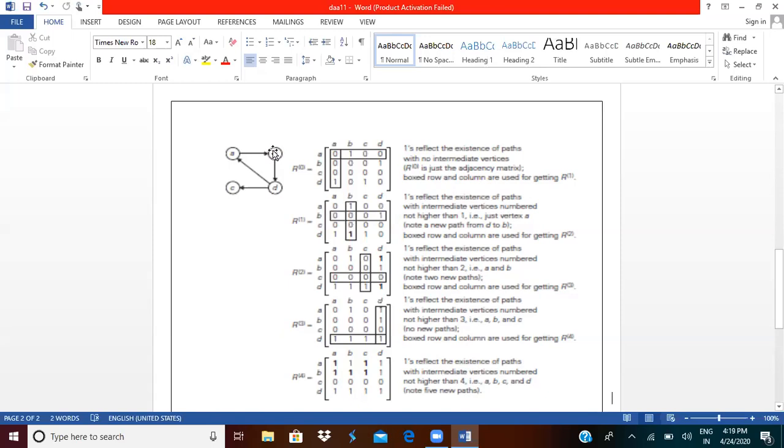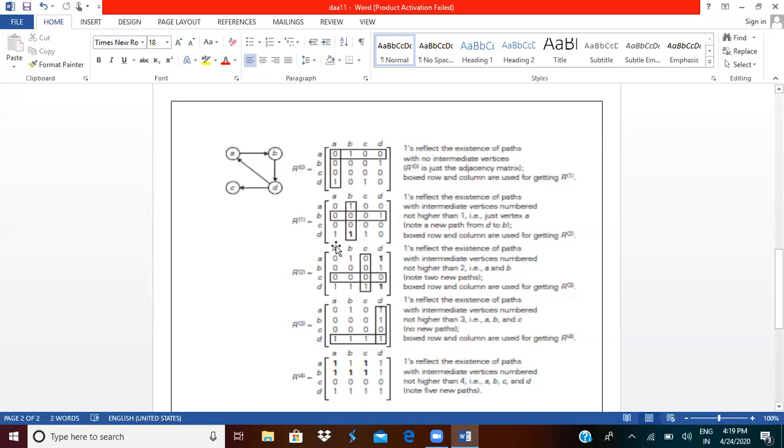I should take a path of length only 1. That means the intermediary vertex should be only 1 vertex. That is A only. I cannot take 2 intermediary vertices, A and B. Of course, in the next step, I have to take B. Maximum now I can take is only 1 intermediary vertex in between. So now here I have filled 1 by looking at this matrix. D to B, D, A, B. Only 1 intermediary vertex, which is A. So I fill 1 here.